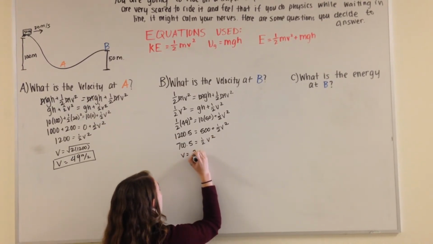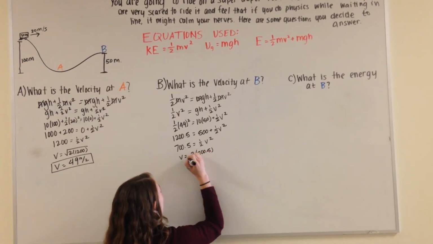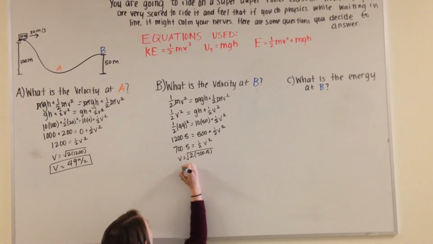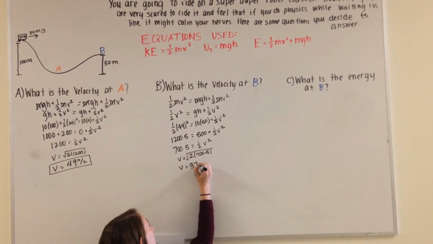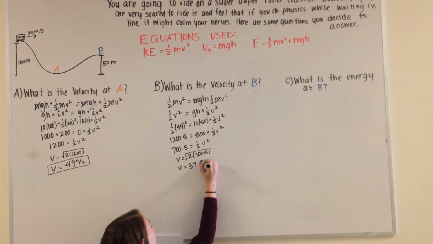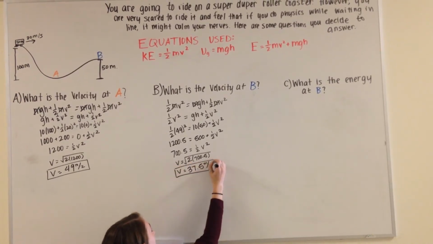Next, we multiply each side by 2 and then square root the sides. So you get v is equal to 2 times the root of 700.5, or the root of 2 times 700.5, sorry. So now we get v at point B is equal to 37.5 meters per second.